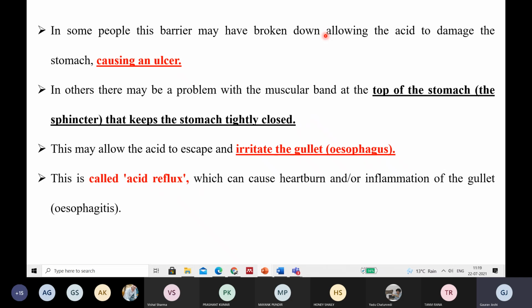So this is the common thing, right? So in some people, this barrier may have broken down, allowing the acid to damage the stomach, causing an ulcer, right? So basically the ulcer is caused because of the damage in the mucosa layer. And when there is damage in the mucosa layer, the acid will actually affect what? It will affect the lining of the stomach, causing an inflammation, which is called the ulcer, right? So this will be a very painful situation, right? In others, there may be a problem with the muscular band at the top of the stomach, the sphincter that keeps the stomach tightly closed.